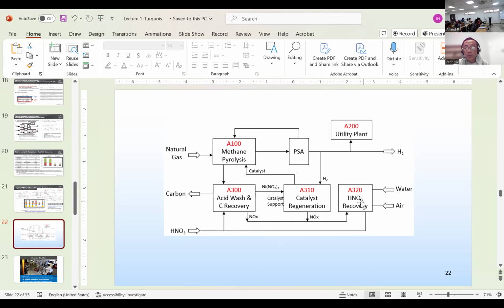You use air to oxidize NOx, and then you have water come in, then you rebuild it. And then if you are short of nitric acid, you can come in. So to answer your question, for the acid wash you can wash as many times as you need. So the guideline will be what level of metal you need. Do you want 0.1% metal or the ppm level? Then you wash multiple times.